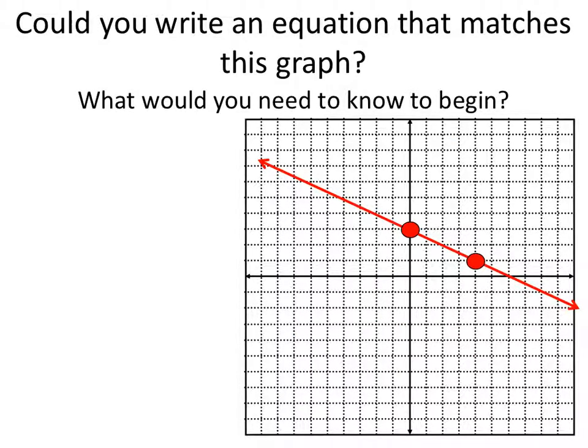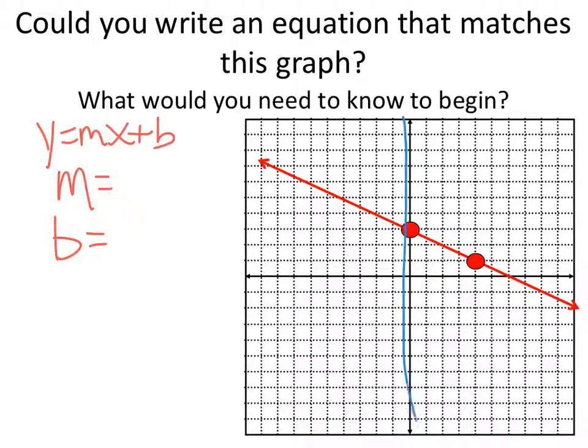Now, can you write an equation that matches the graph? What would you need to know to begin? Well, think about it. This is the equation I have to fill in. So in order to fill it in, I need to know what my m is, and I need to know what my b is. I always think it's easiest to figure out your b. It's just your y-intercept. Where does that cross the y-axis? 1, 2, crosses at 3.